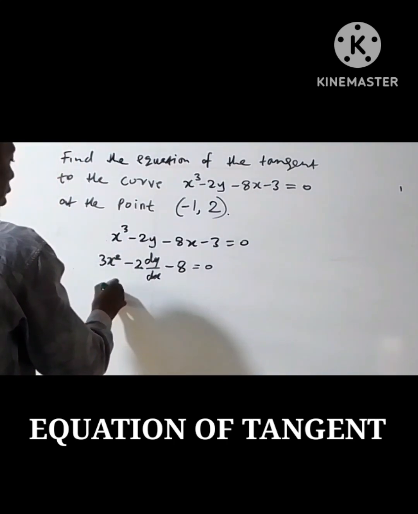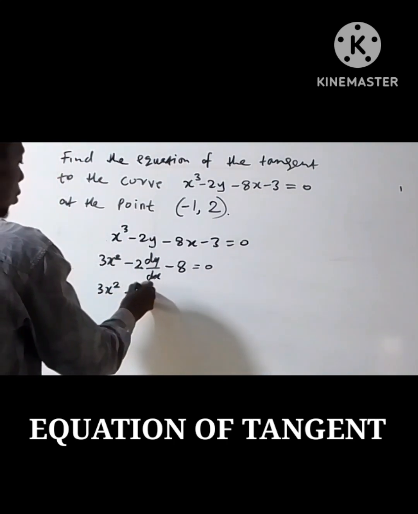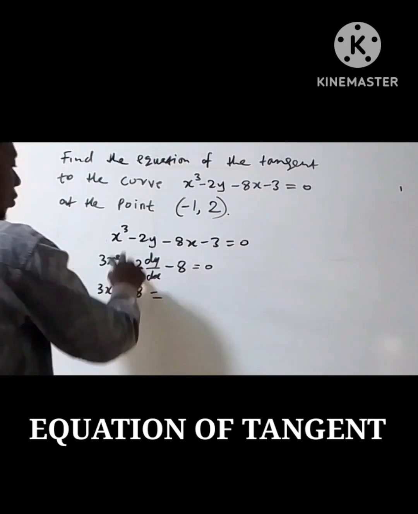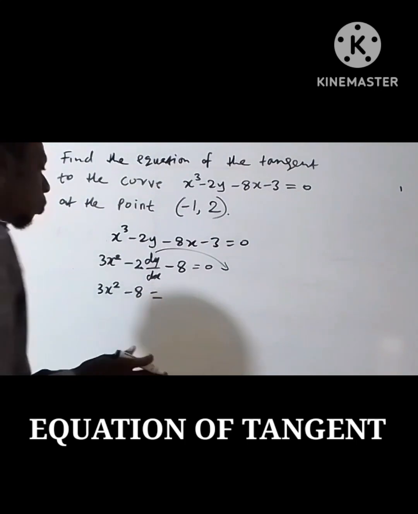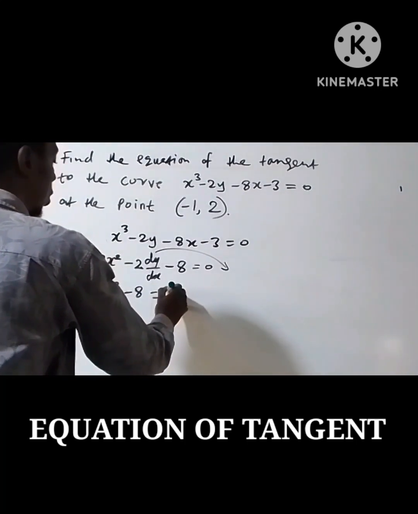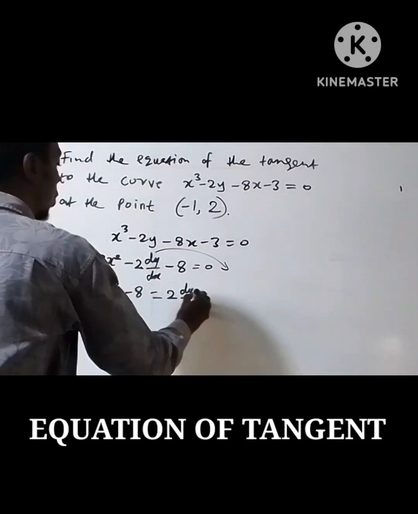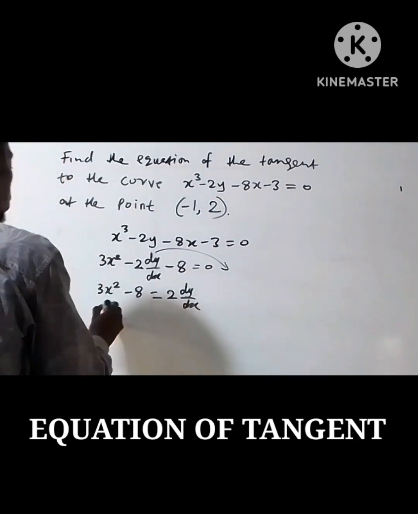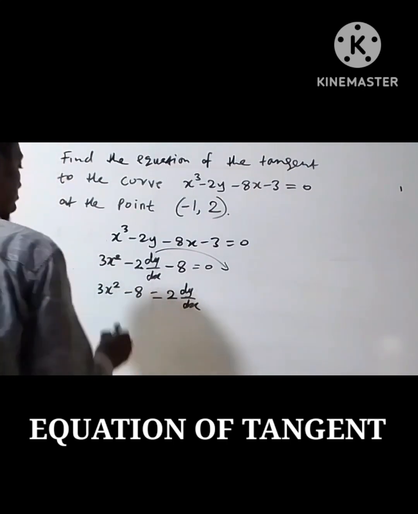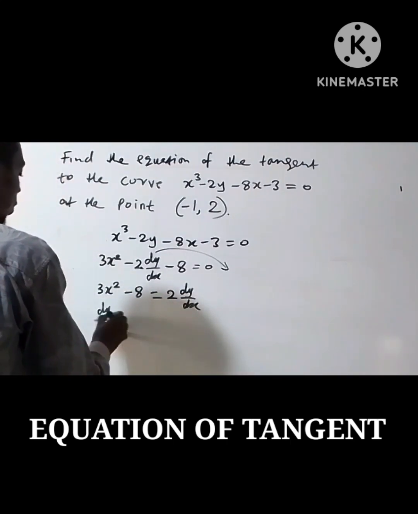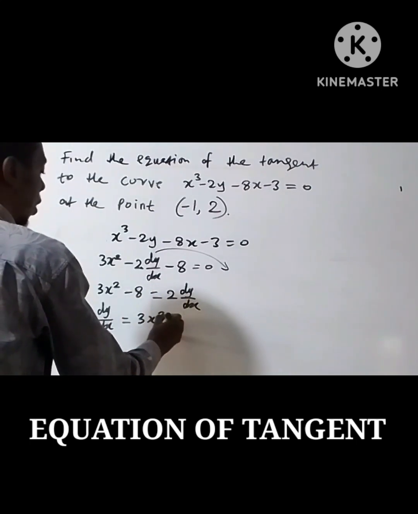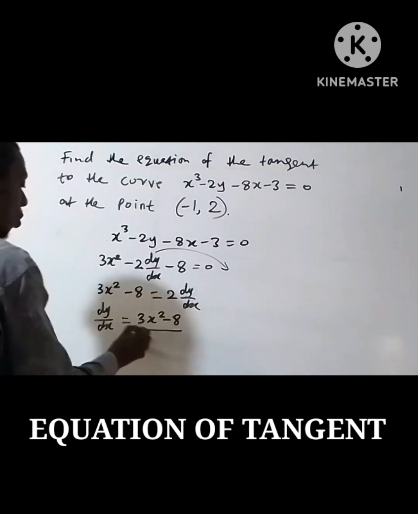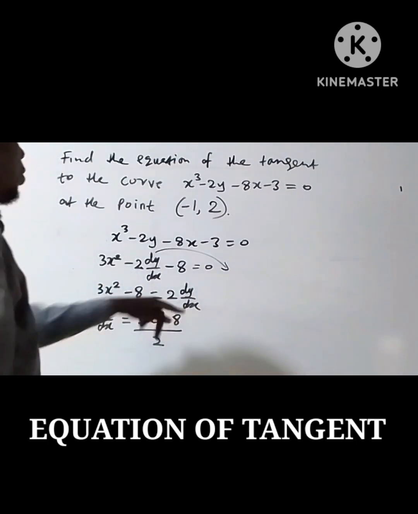Now, the next step is to make dy/dx the subject. So I will start by moving minus 2 dy/dx to the right hand side, and the sign changes to positive. Next is to divide both sides by 2 in order to make dy/dx the subject. If I do that, I'm going to have dy/dx equal 3x squared minus 8 all over 2.